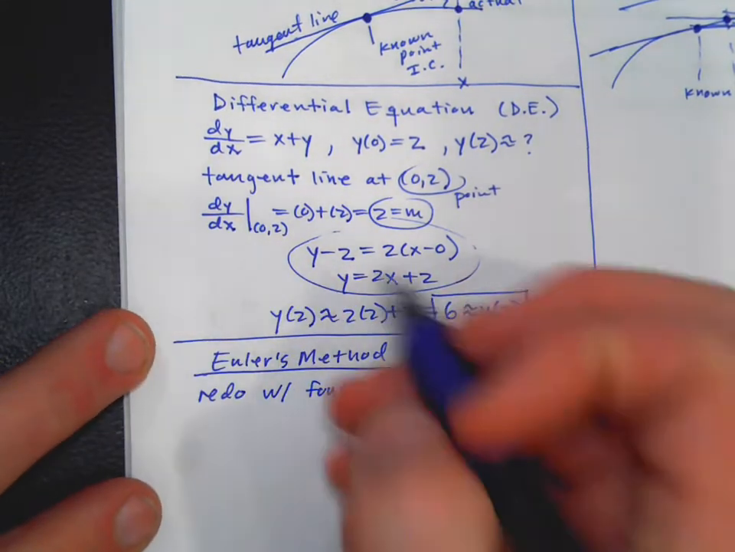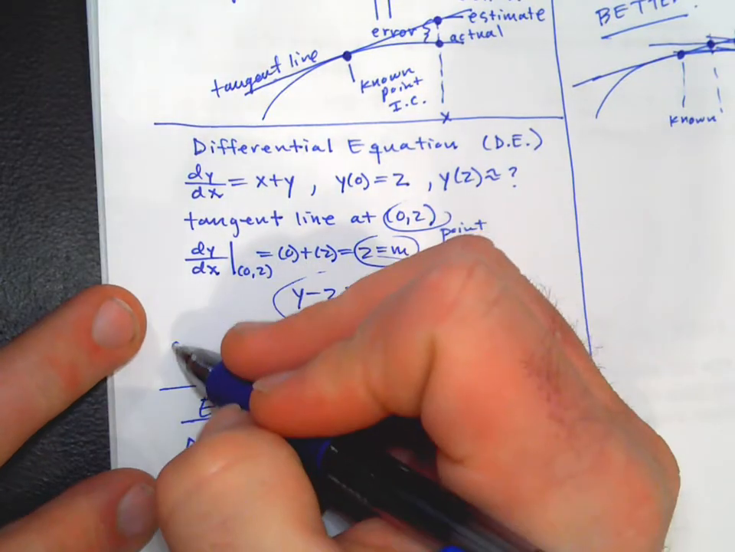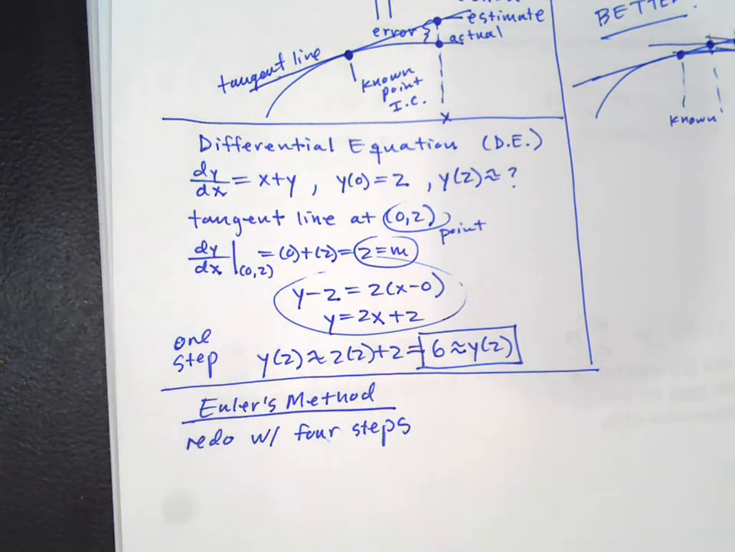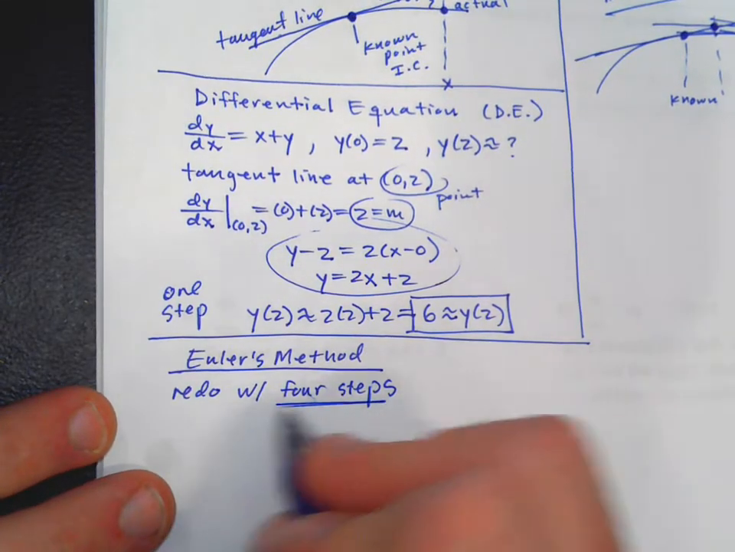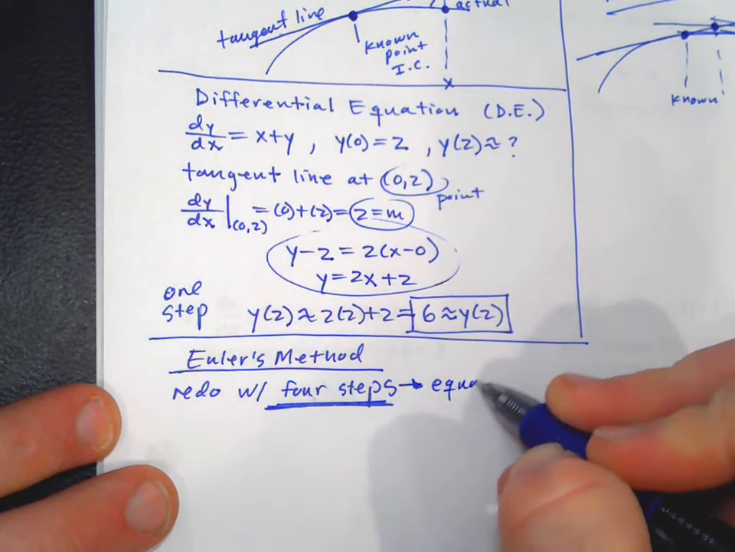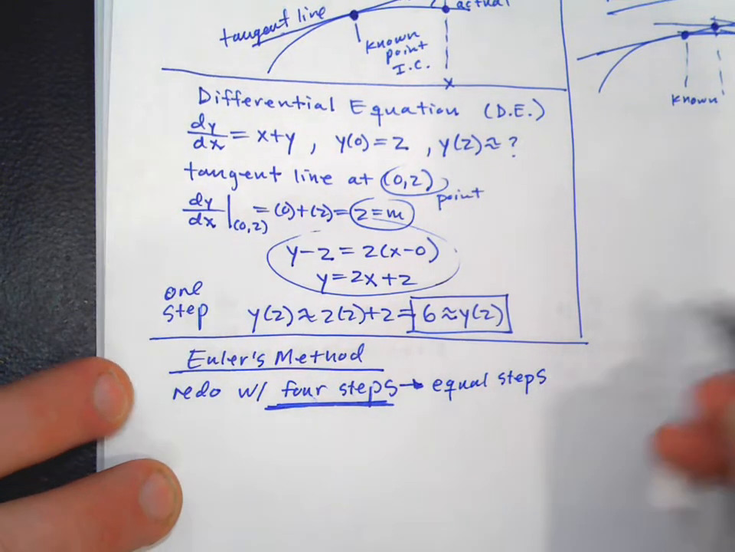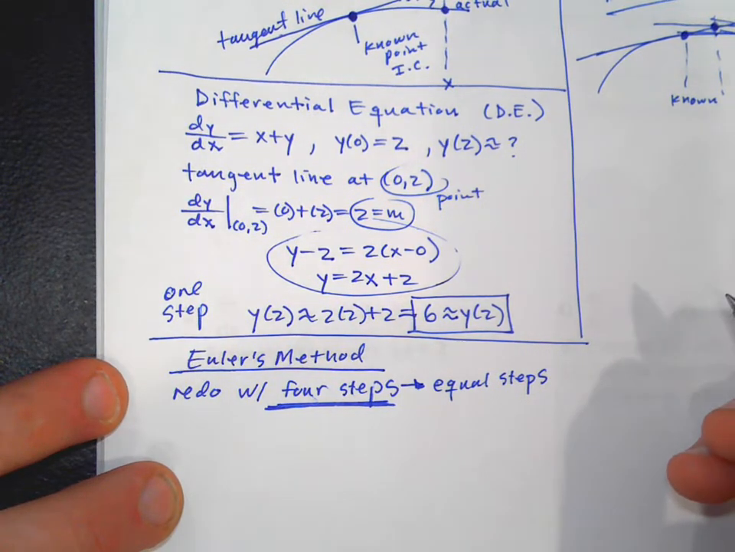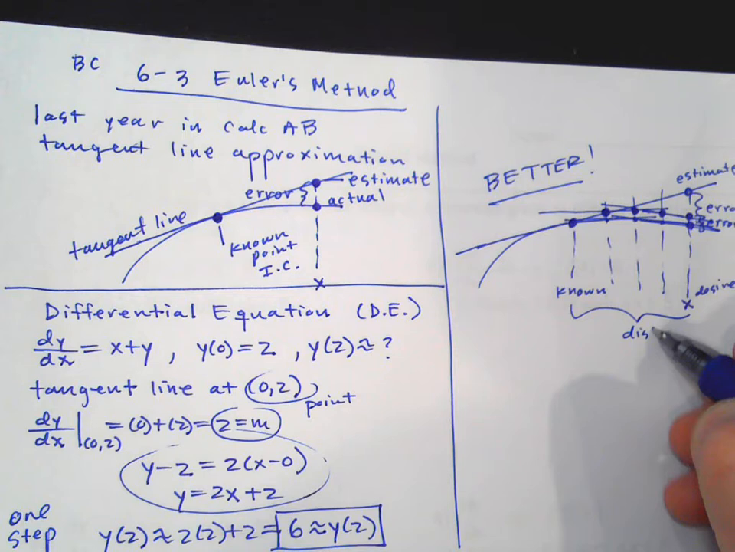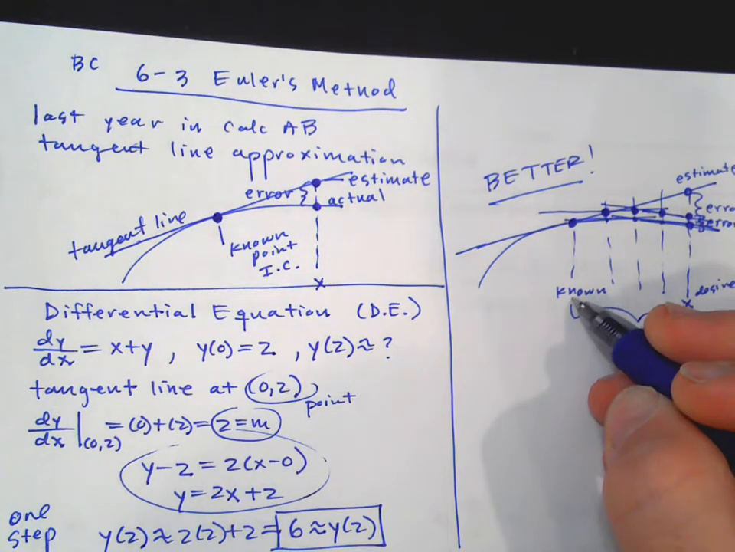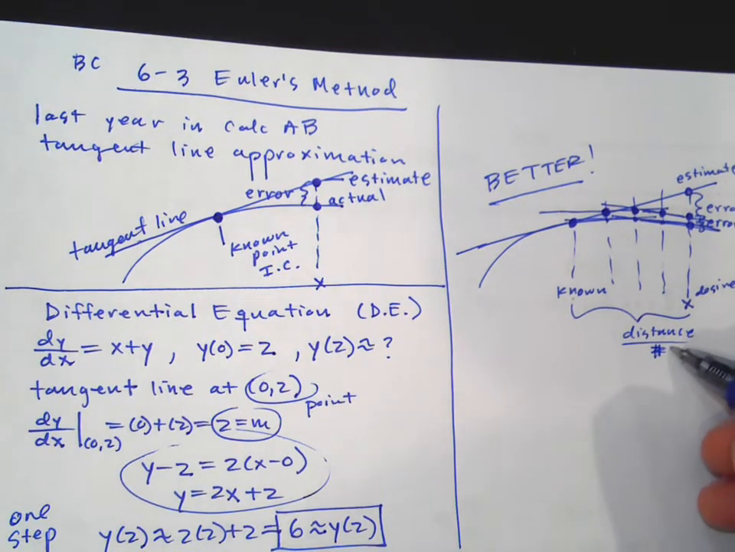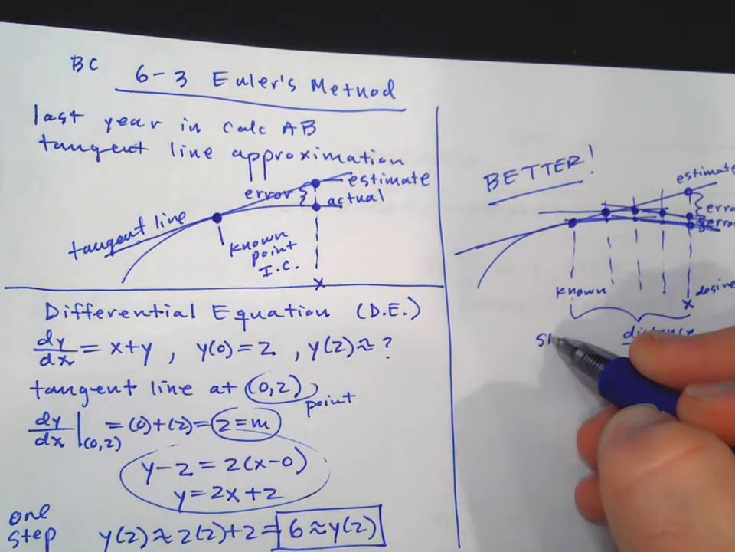Now, let's look at how we do that. That was essentially what we did last year, a one-step Euler's method, okay? So Euler's method is saying, let's keep doing that. Let's break it into small steps. So we're going to do 4 steps. They don't have to be equal steps, but a lot of times they are equal step widths, okay? Now, if you want to find the step size, you just find the distance between your desired point and the known point and divide by 4, right? If you want 4 steps, or however many, divide by the number of steps. That'll give you the step size.